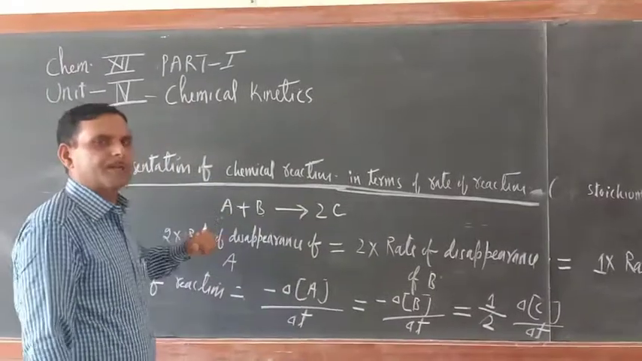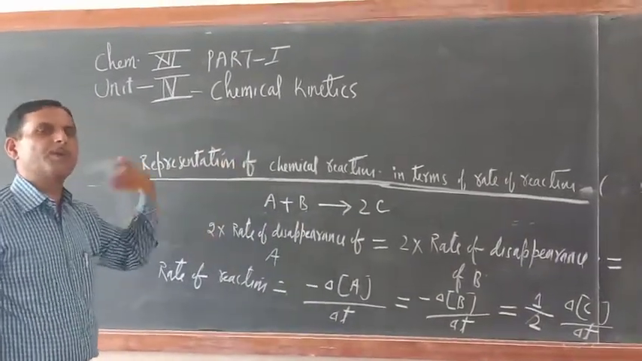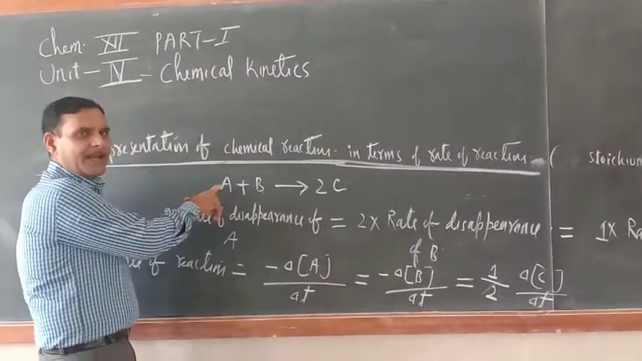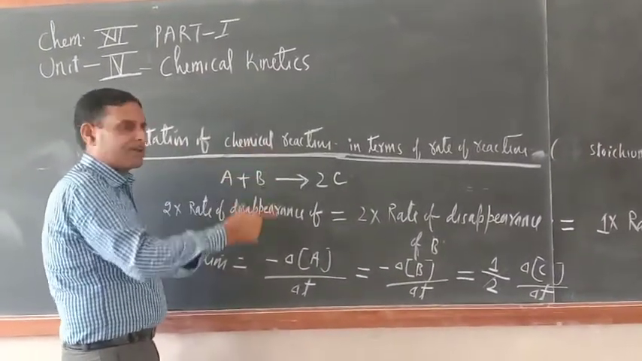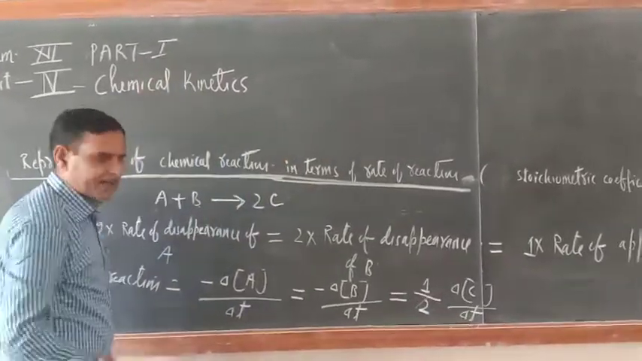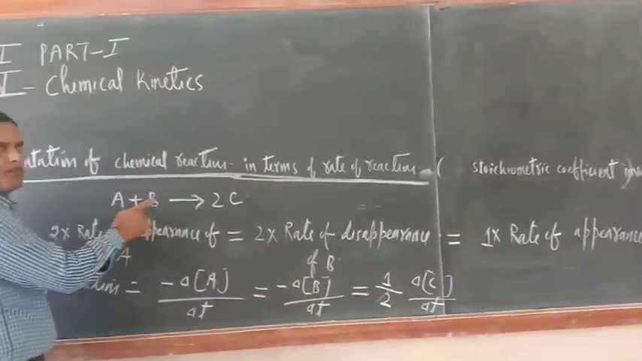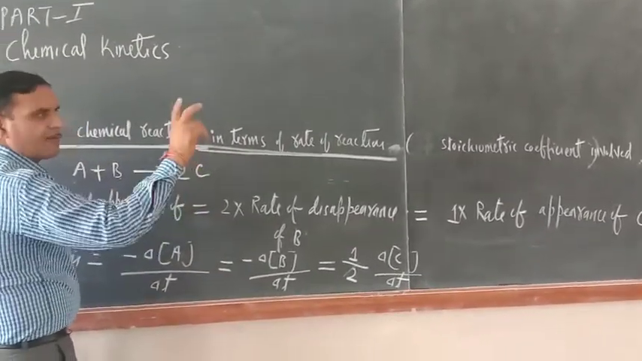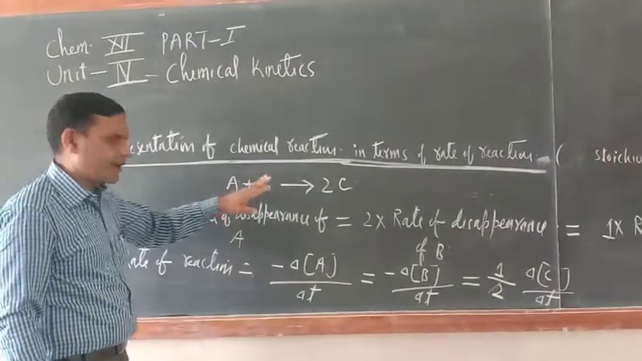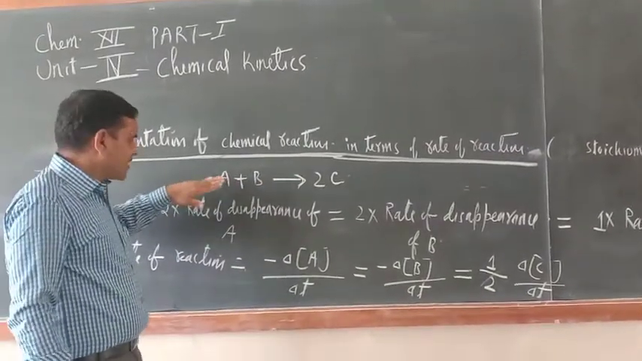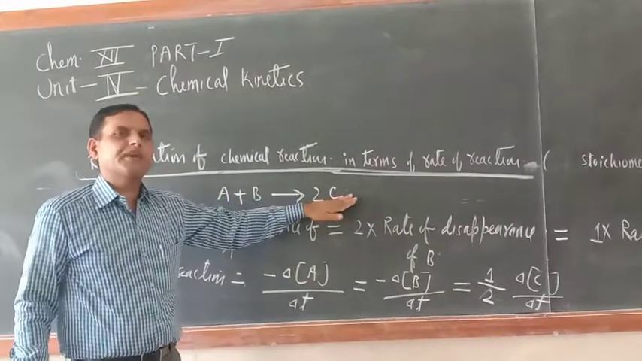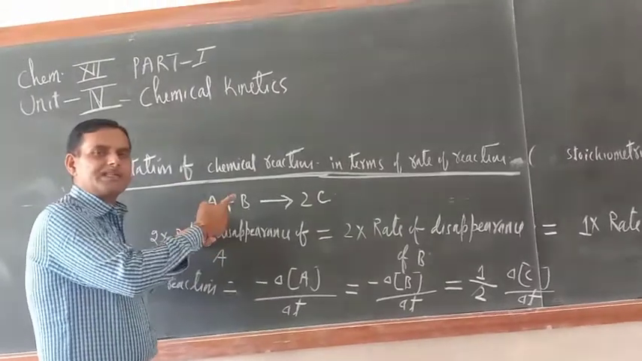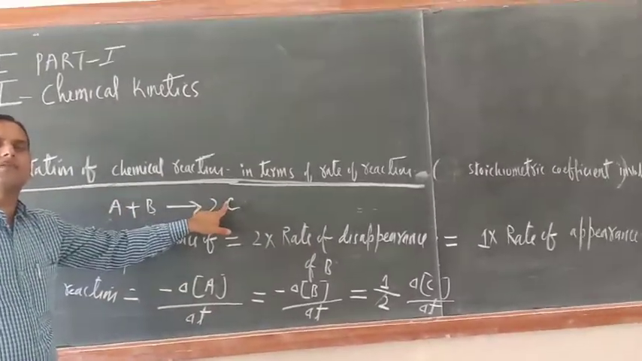But try to understand how we can say this in terms of rate of reaction. We can say that when 2 times A is disappearing, then 1 time C is forming. Similarly, when 2 times B is disappearing, then 1 time C is forming. I hope that you are getting this. With respect to A, this is 2. So what is the meaning of this? When A disappears 2 times, then 1 time C will form.